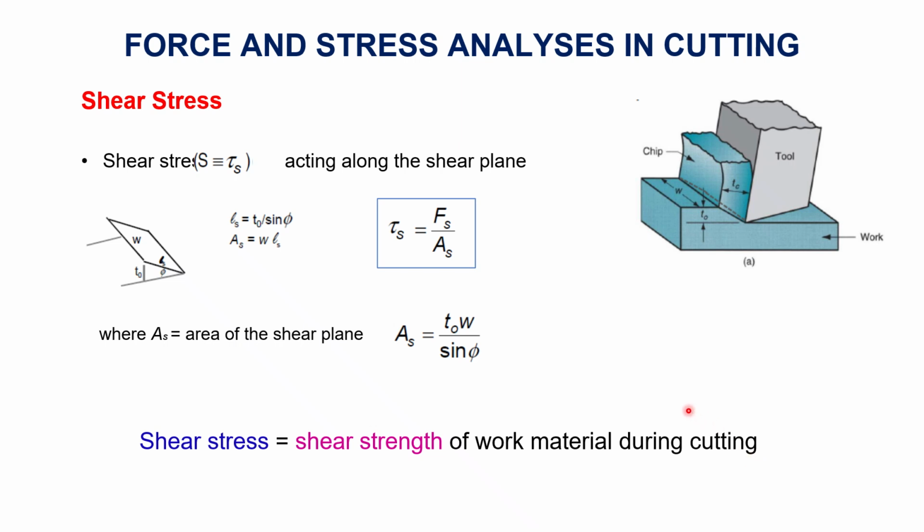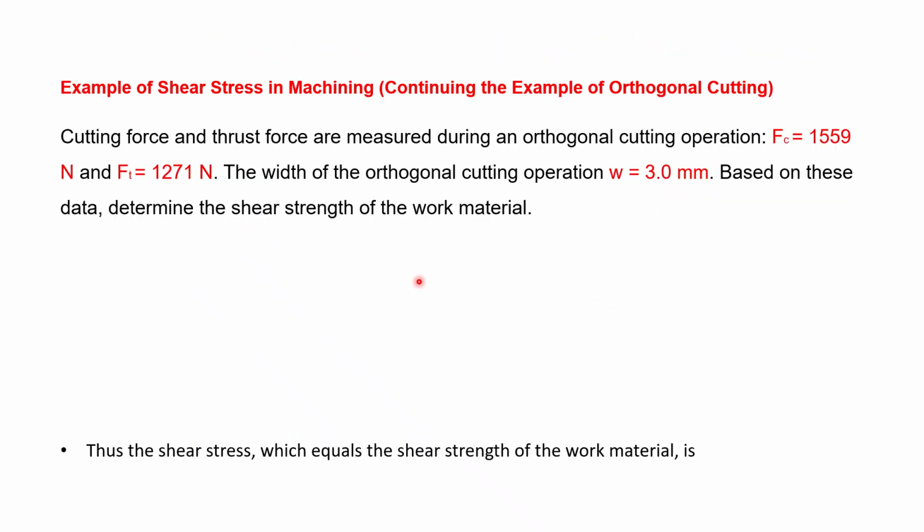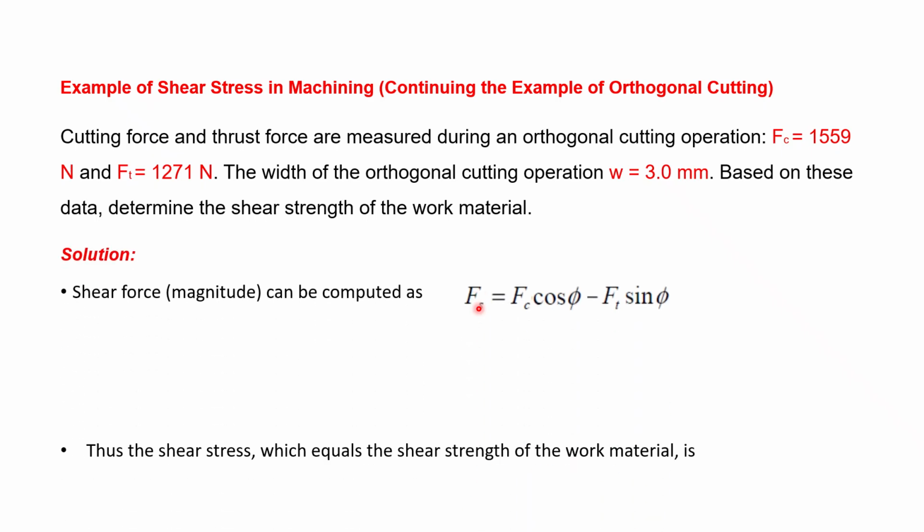So now let's go back to the same equation. Remember that we calculated the value for phi from the previous question. The t0 is given as 0.5, and the W is given as 3 millimeters. The shear force has not been given directly, but we can calculate it. You can see that we have the cutting force and the thrust force, not the shear force directly. So we start to do the calculation.